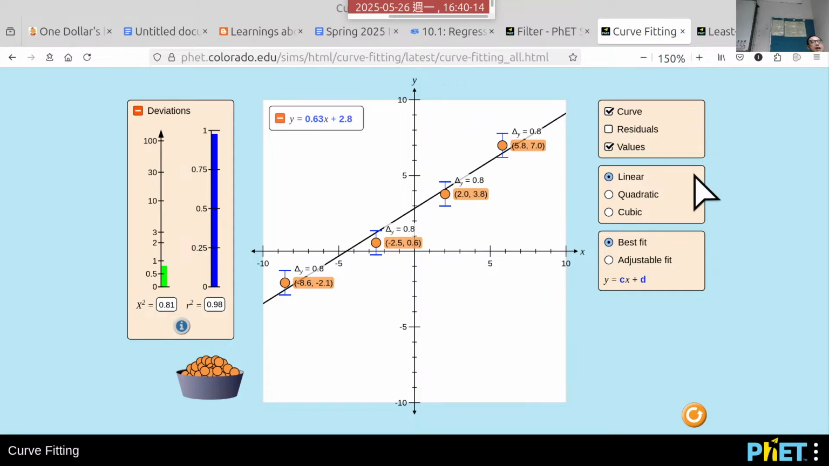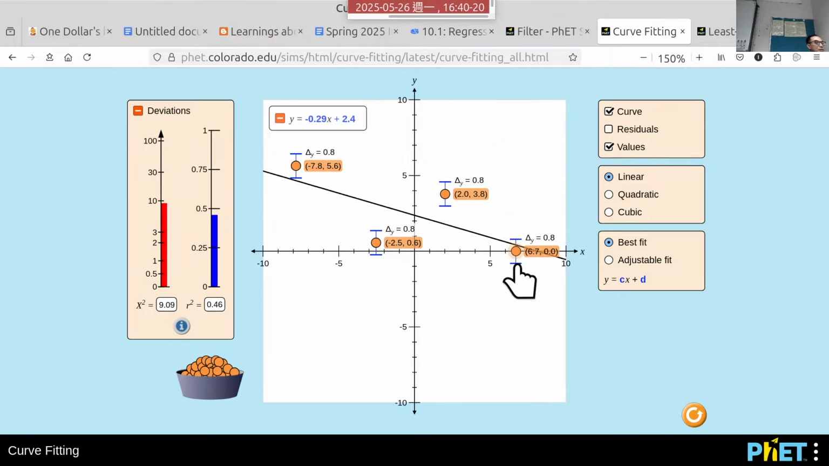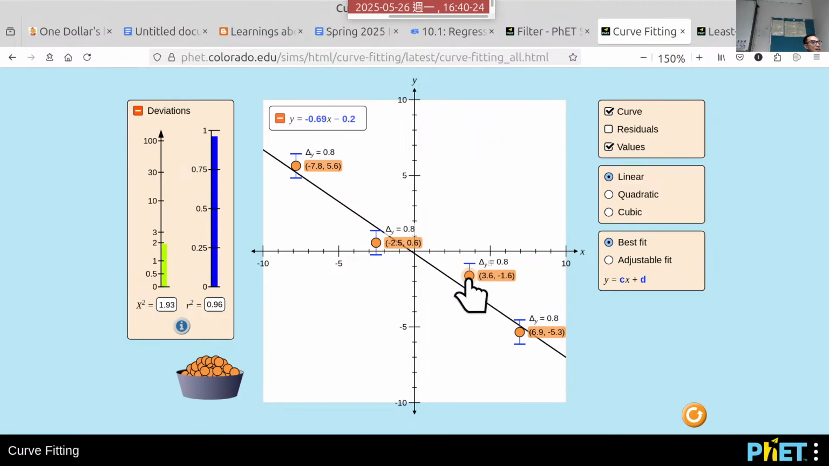Okay, if you move the spots in a different direction, for example, the trend is left side higher, right side lower, you can see the coefficient of x becomes negative. y equals negative 0.71x minus 0.4.